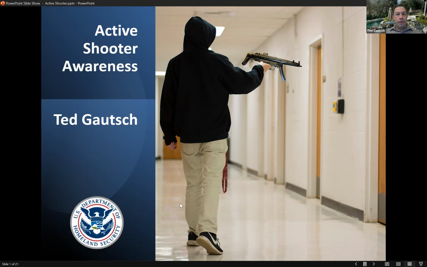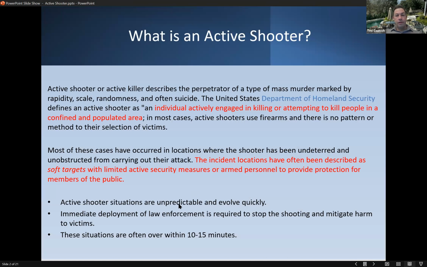So what is an active shooter? An active shooter is an individual that is actively engaged in killing or attempting to kill as many people as possible in a confined space and in a highly populated area. And the majority of times, active shooters use firearms, and those firearms are an assortment. Could be semi-automatic, fully automatic, whatever they can get their hands on, basically.